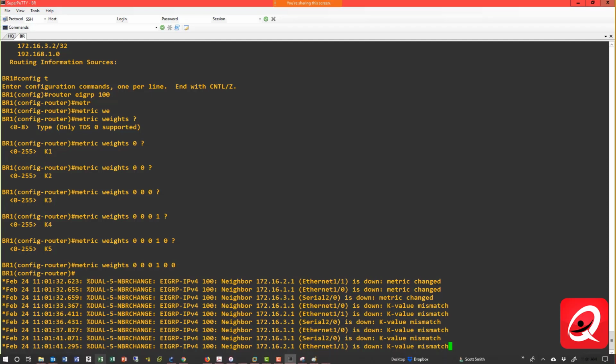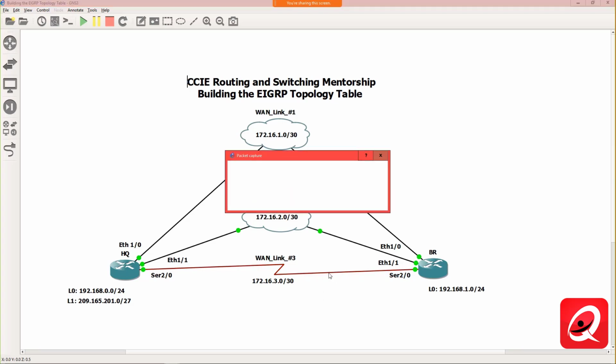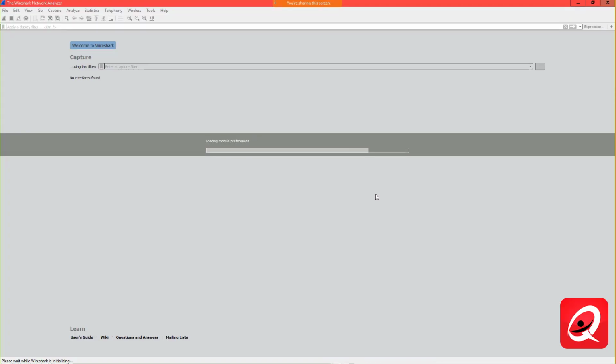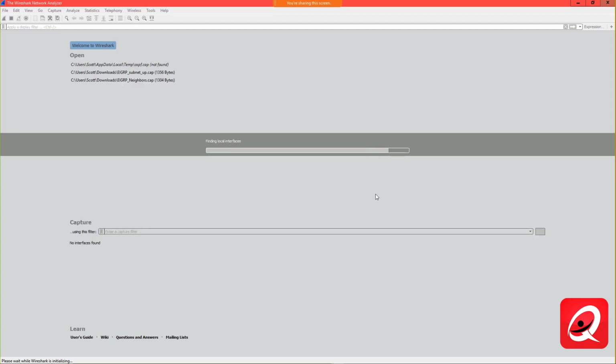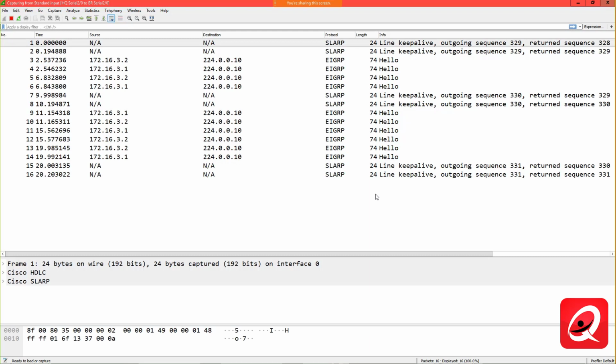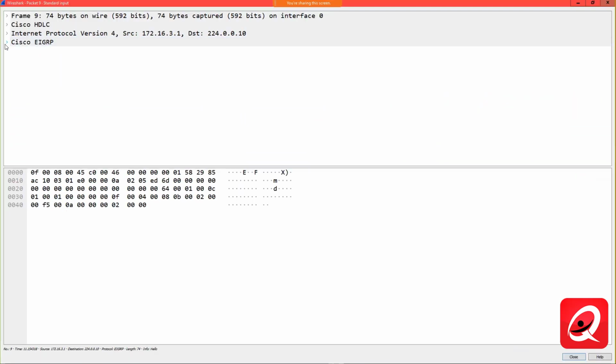Now when I do this, I'm going to lose my adjacency because metric weights are advertised in the hello packet. In fact, if I come back to my topology here and I start capturing data on this interface, you will see that the metric weights are being advertised in the hello packet. So we've lost our adjacency because we don't have common metric weights configured between the routers. Now Cisco recommends that you never change these values, and you are not going to be required to change these values on the exam for that reason. Cisco really does not want you to change the K values.